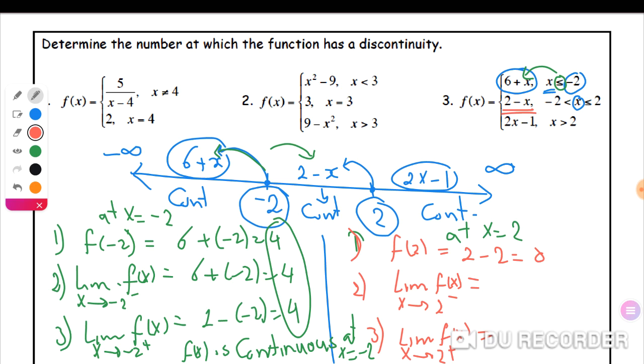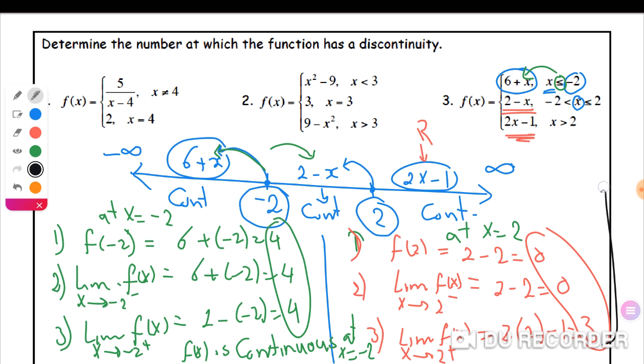From left, it means less than 2. It will be 2 minus 2, it will be 0. From right, I have to replace greater than, so that is from right, understand? It will be 2 multiply 2 minus 1, it will be 3. They are not equal. The value of the function does not equal the limit from right and the limit from left. In this case, I have to write my answer.